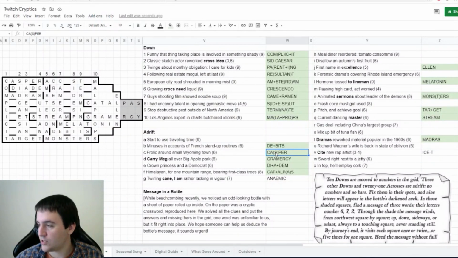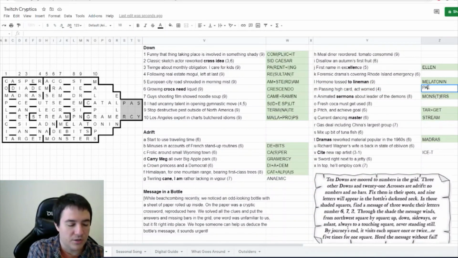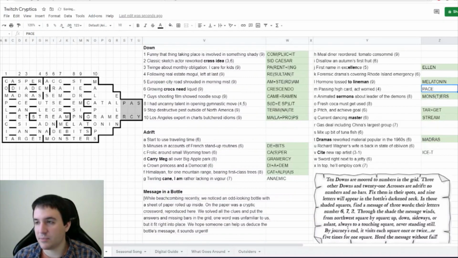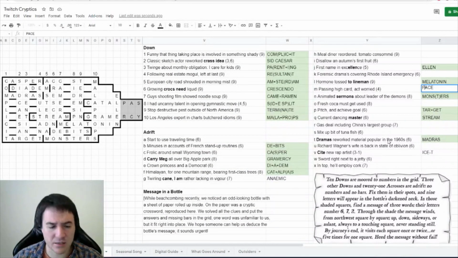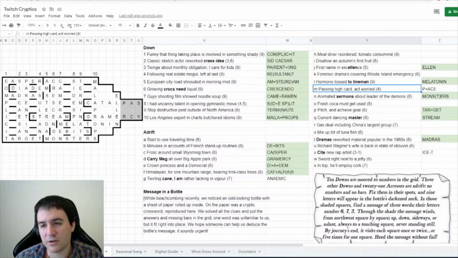Light Scout says, pretty sure M is pace. Okay, let's take a look at M. Passing high card, act worried. So pace is something that people do when they're worried. Yeah, passing for P. Ace is a high card. I don't know if I've seen passing for P before. Zamaj says P can be a passing grade. Really? I guess on a report card they could be just like P for pass or F for fail.